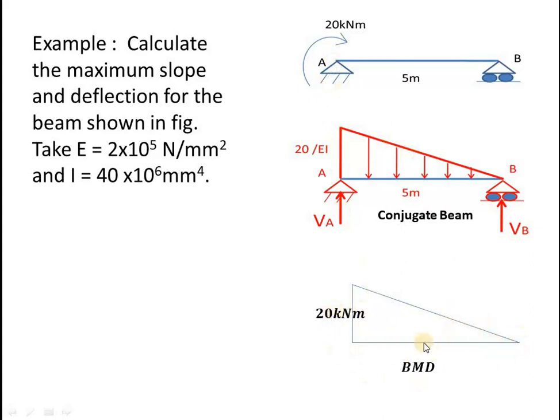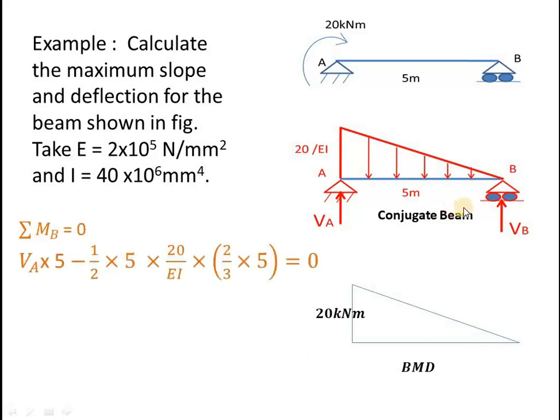If you divide the ordinates by EI, it will become the M by EI diagram. This M by EI diagram will become the loading diagram for the conjugate beam. This is the conjugate beam, so this will become the loading diagram. Here he has asked to calculate the maximum slope and maximum deflection for this beam.